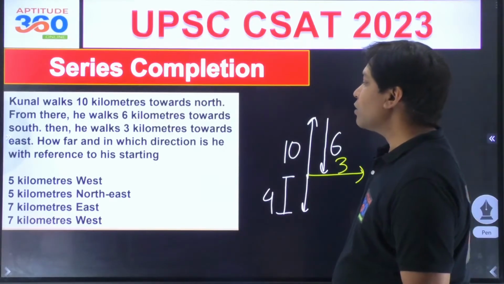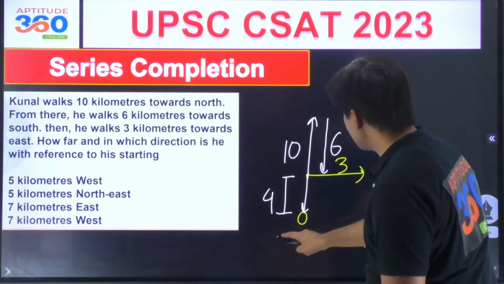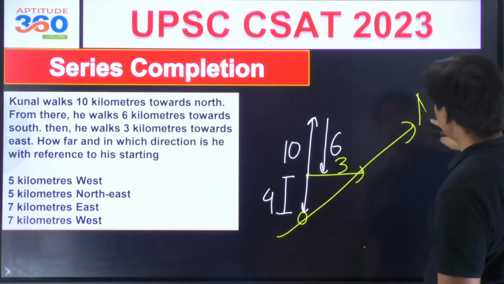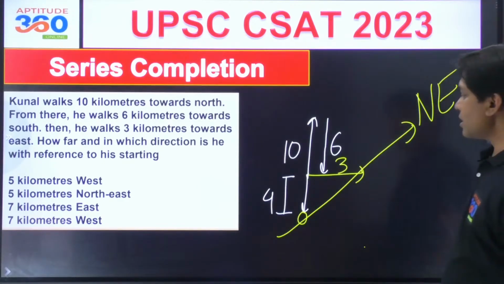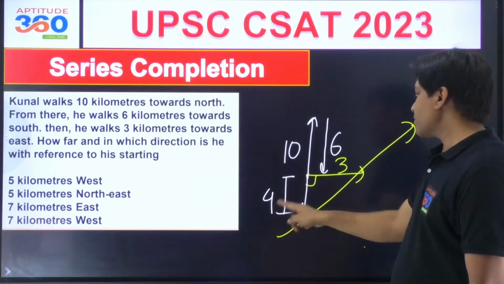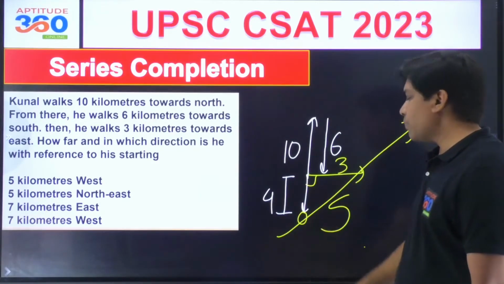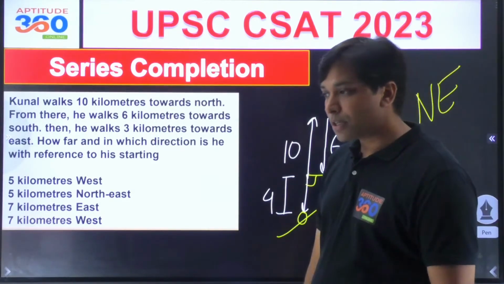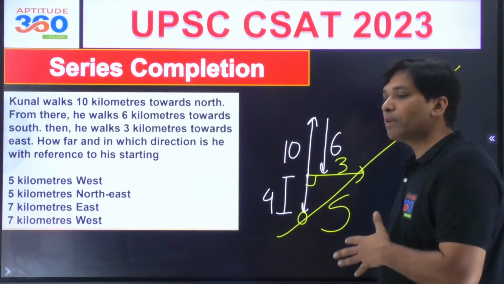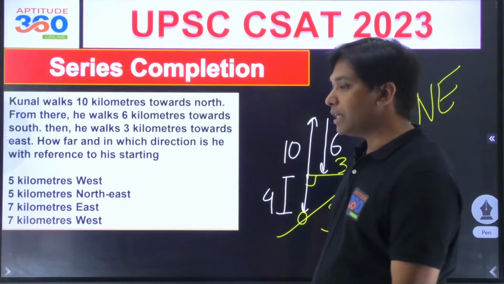How far and in which direction from the original position? You see this, and this is nothing but what? Northeast direction. This is 90 degrees. This is 4 and 3. And if you apply the Pythagoras rule, you would come to know that this is going to be 5 kilometers in the northeast direction.